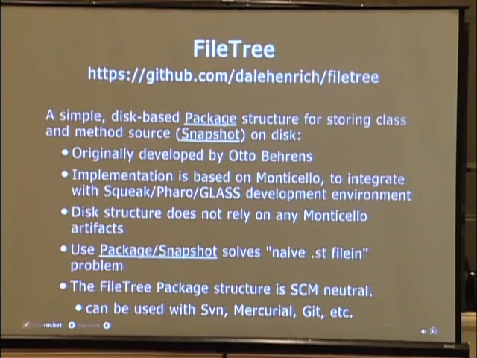And really, this isn't a lot of rocket science. That was done basically to make it easy to integrate this. The disk structure itself does not rely on anything. It has no Monticello artifacts, or rely on any Monticello artifacts. And basically, the trick is to use the package snapshot model to solve that naive filing problem, all right?